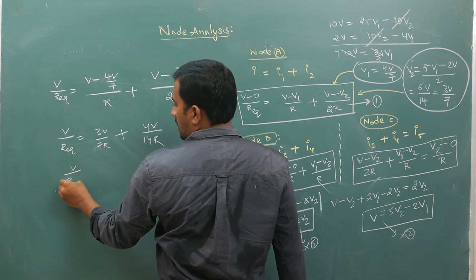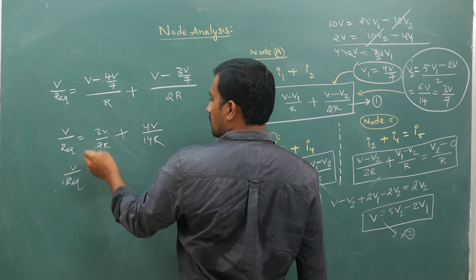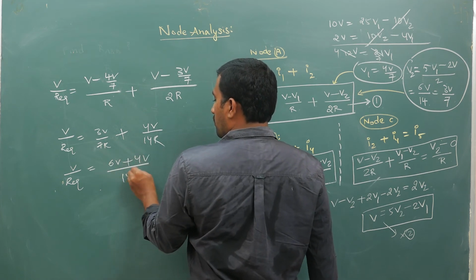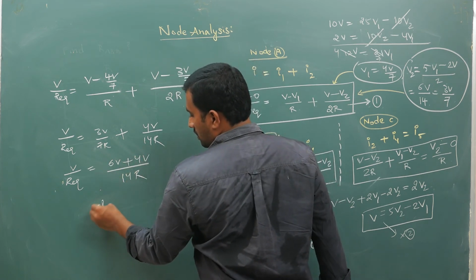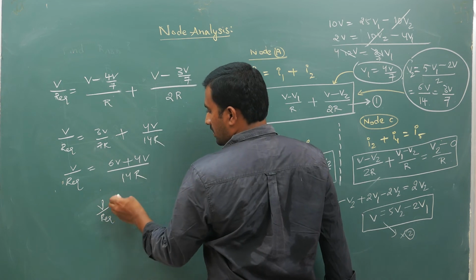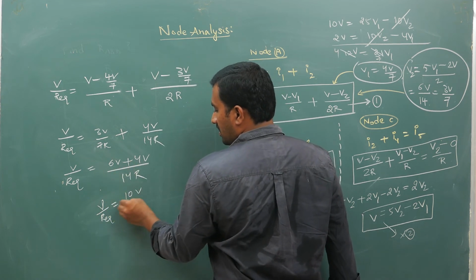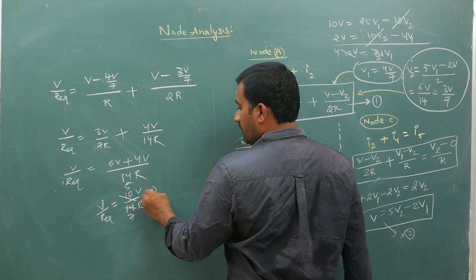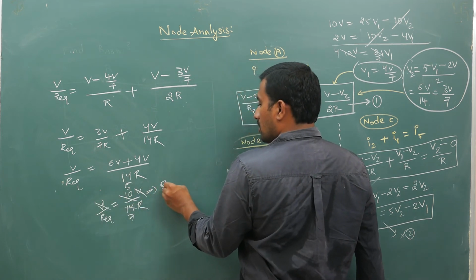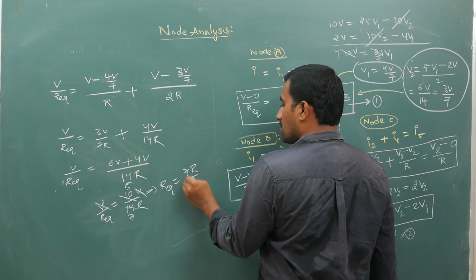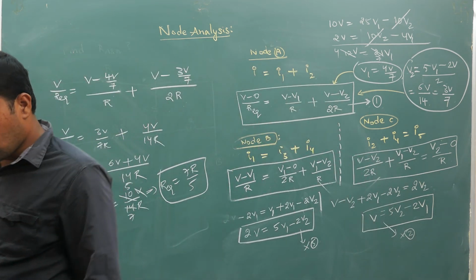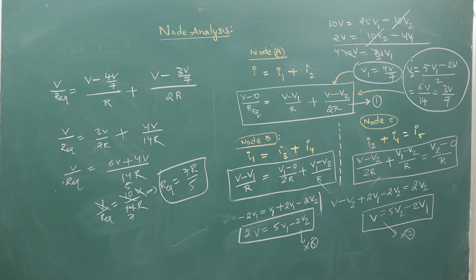So V by R equivalent is equal to, this can be written as 6V plus 4V by 14R. So from here V by R equivalent is 6 plus 4, 10, 10V by 14R, 2 5s, 2 7s. V and V will cancel off. You are going to get R equivalent is equal to 7R by 5. So hope you have understood what I have explained properly.